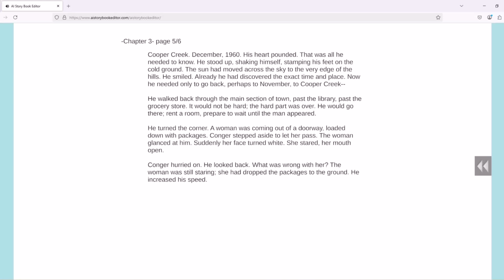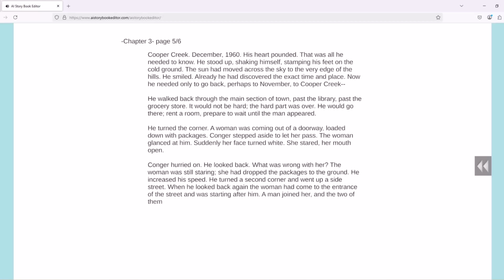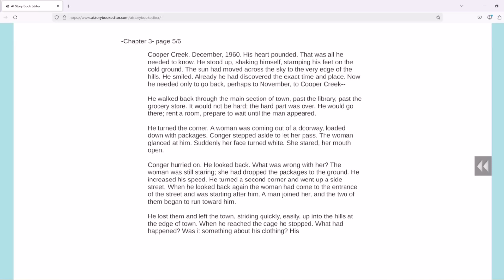He increased his speed. He turned a second corner and went up a side street. When he looked back again, the woman had come to the entrance of the street and was starting after him. A man joined her, and the two of them began to run toward him. He lost them and left the town, striding quickly, easily, up into the hills at the edge of town. When he reached the cage, he stopped. What had happened? Was it something about his clothing, his dress? He pondered. Then, as the sun set, he stepped into the cage.